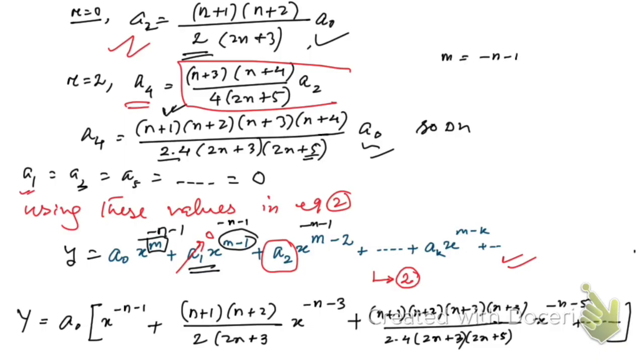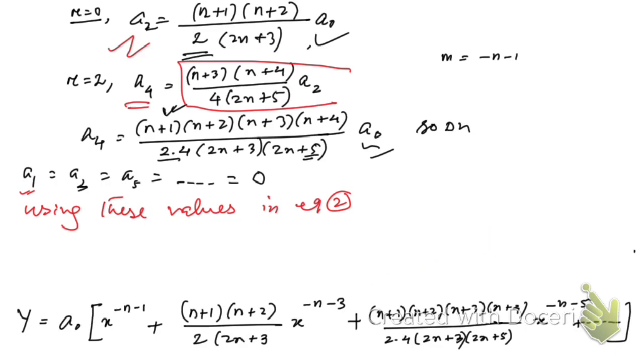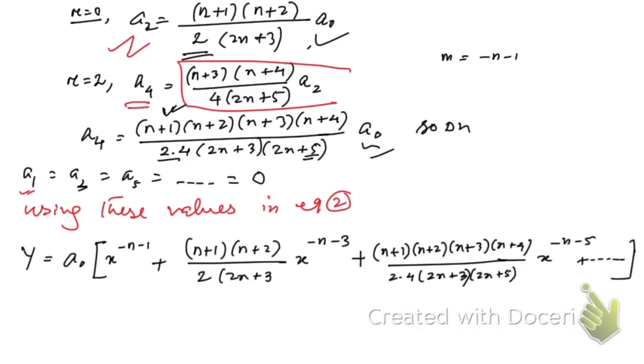This is another solution of equation number 1. Similarly, we can find the solution for equation number 1, Legendre's differential equation, in the form of a series of ascending powers of x.